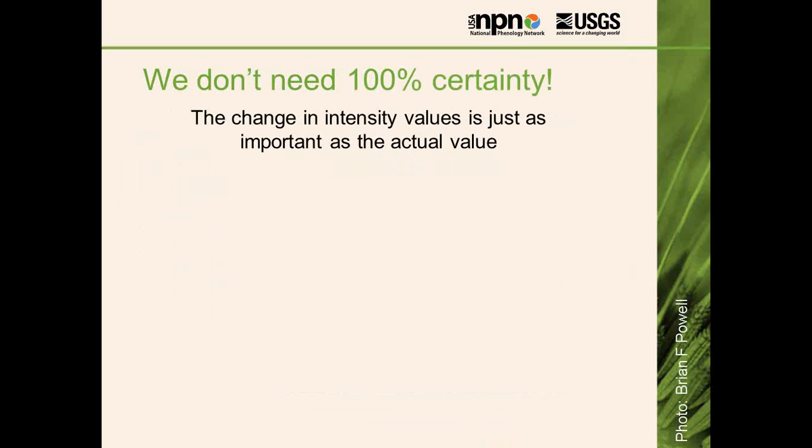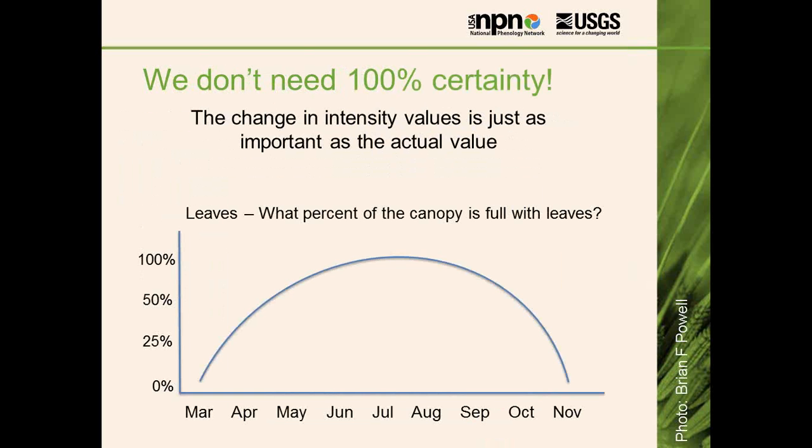We also wanted to remind you that we're really interested in the change in these values over time, not necessarily the exact value. One way to think about this for leaves, if we're asking about the percent of the canopy that's full, what we're really interested in is how that's changing over time and when that peak is occurring. So you might start reporting in March, and as it generally increases and then decreases at the end of the year, that's a lot more valuable to us than knowing exactly whether it was 25% or 50% when you first started looking at this phenophase.